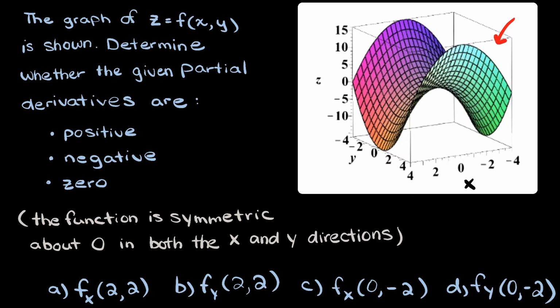Now it has a note here that the function is symmetric about 0 in both the x and y directions. That might be a little confusing right now. We're going to get back to this. I just want to show you the question, and I want to connect this to what we already know in 2 dimensions. So let's think about regular functions of single variables.